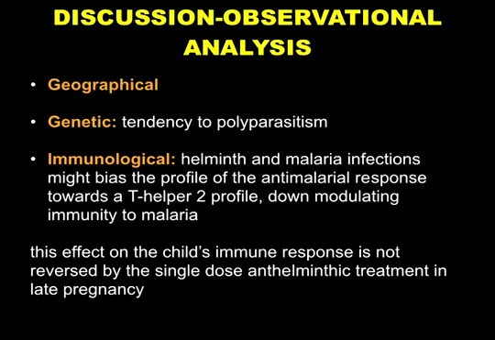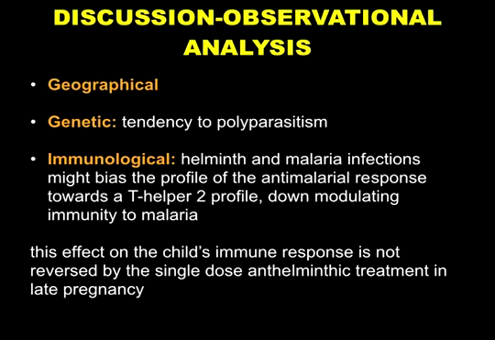The second possibility could be a genetic explanation. Studies have suggested that there is a tendency to polyparasitism in certain people. And if a mother has a tendency to acquire malaria parasites or helminth infections, is that tendency passed on to the child and therefore explaining the associations? However, if you take malaria infection in pregnancy as a proxy for a genetic factor, adjusting for malaria in the observational analysis for maternal infections and child malaria did not change the observations.